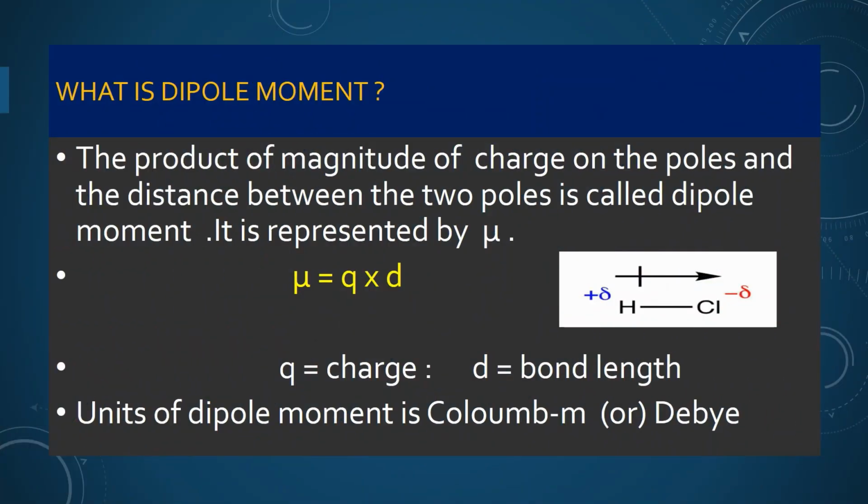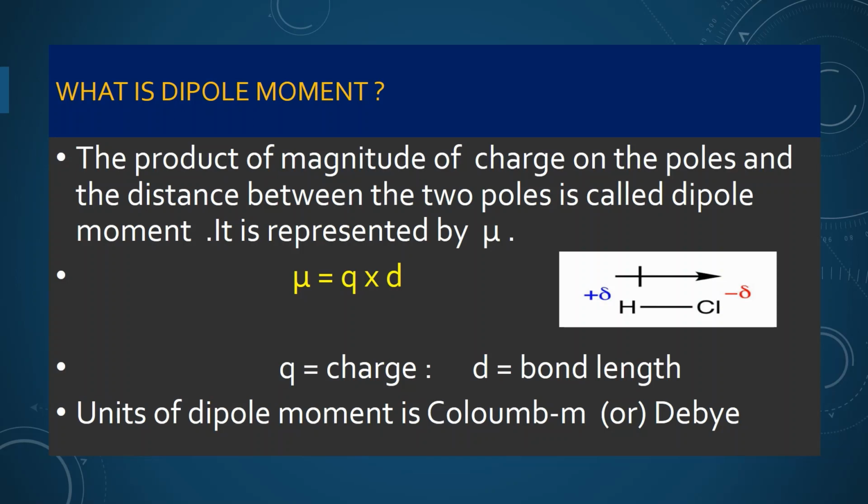What is dipole moment? The product of the magnitude of charge on the poles and the distance between the two poles is called dipole moment. It is represented by mu. Mu is equal to Q into D. Q is equal to charge, D is equal to bond length. Here you can observe the diagram.